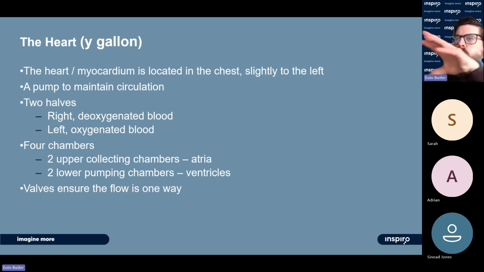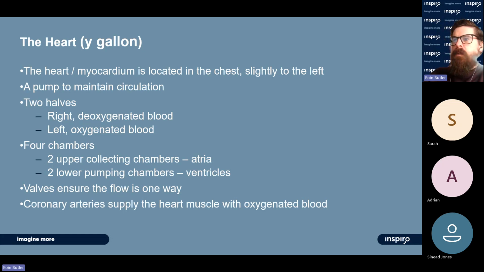So what that means is if we look at the atria and the ventricles, the top two sections, between the atria and the ventricles, we've got a valve. So when that valve opens up, it allows blood to flow from the atria into the ventricle. The valve will then close, preventing backflow of blood back up into the atria.